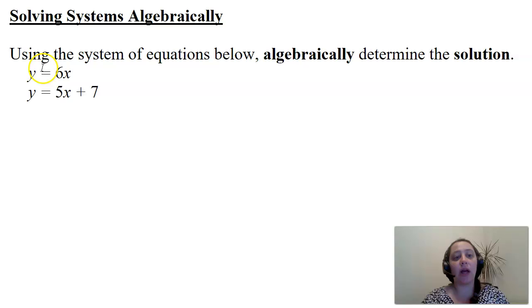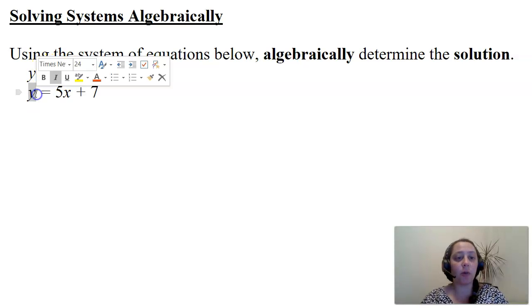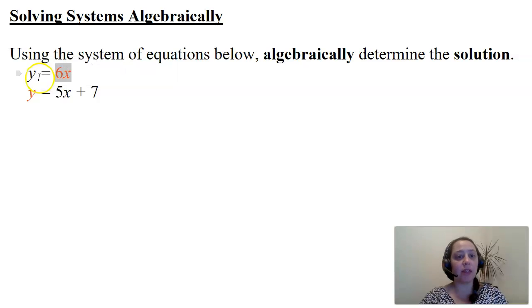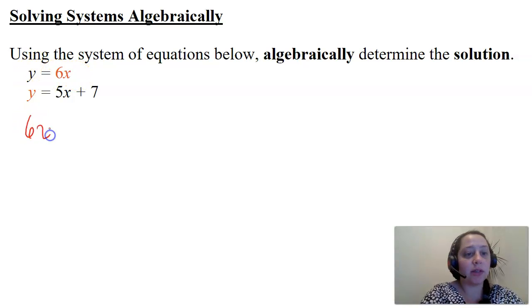So we have y equals 6x. And in our second equation, we also have a y. Since we have y equal to 6x, in this equation, we can have y substitute with 6x. So instead of y, we're going to write 6x because these two are equal. So I'm going to write 6x. These were substituted equals 5x plus 7.